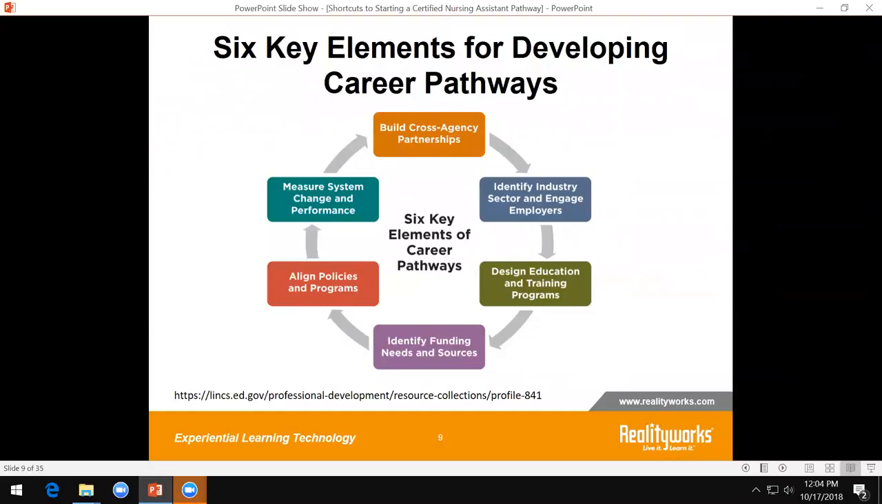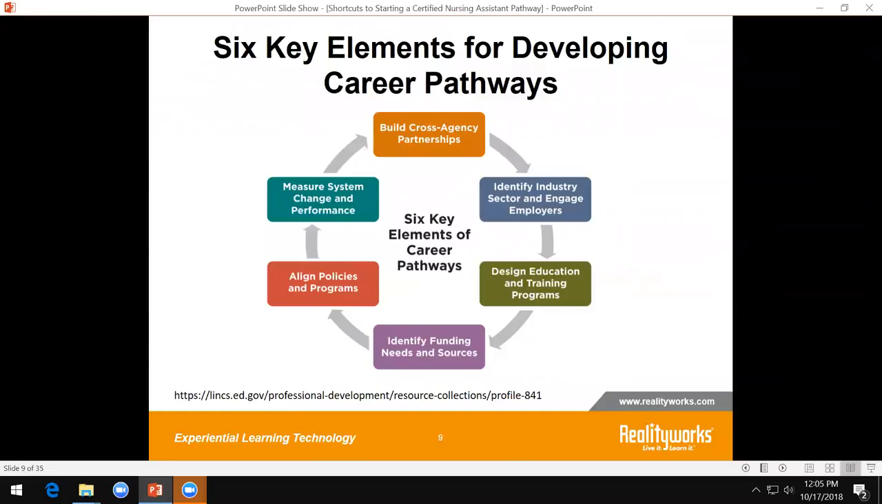You're going to, of course, want to identify funding needs and sources to help get those resources that you need. And then you're going to align your policies and programs. Of course, that goes back to standards. And we'll be taking a look at many applicable standards today as well.